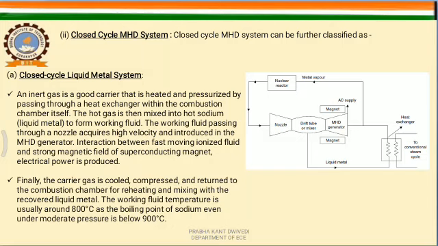So if we go through the liquid metal system, we will see an inert gas is ionized through a heat exchanger with the combustion chamber. The hot gas is then mixed into hot sodium to form the working fluid. The working fluid passing through a nozzle acquires high velocity and is introduced in the MHD generator.